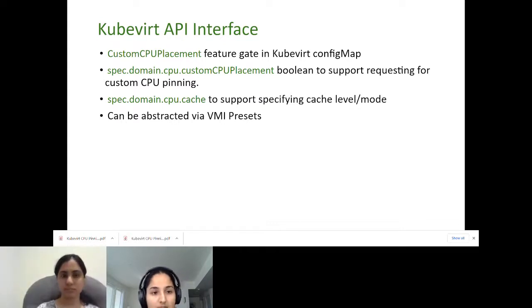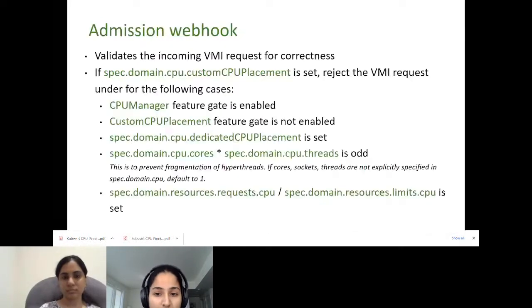Okay, so there's also an admission webhook on the Virt API side in KubeVirt, which validates the incoming VMI for correctness. So it rejects certain VMI requests that don't follow certain rules. Like, suppose the CPU manager feature gate is enabled, then it rejects the request because CPU manager and custom CPU pinning cannot be used at the same time.